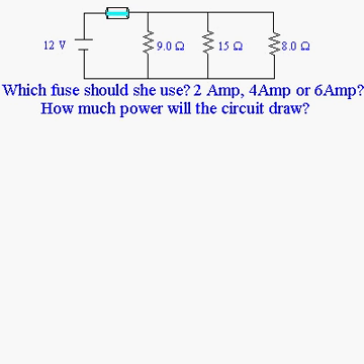We know this because the current has a choice. It can either go through the 9-ohm resistor, the 15-ohm resistor, or the 8-ohm resistor. It can't go through 2 of them or 3 of them. It can only go through 1 of them. That means they're hooked up in parallel.